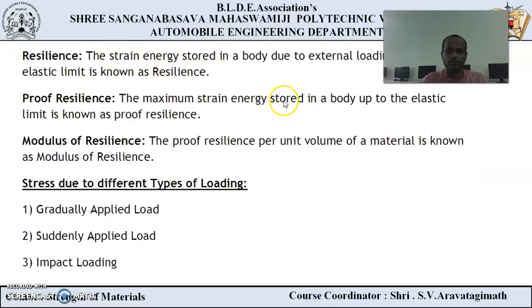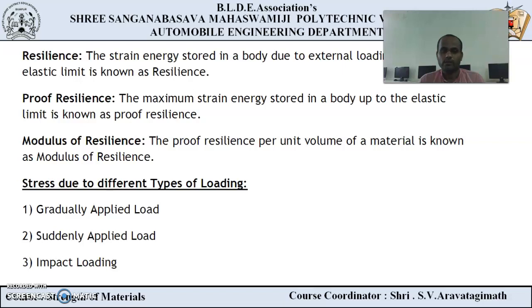Resilience means the strain energy stored in a body due to the external loading within the elastic limit. It means when a tensile load is applied on a bar, it gets stretched. When you remove the load, it again comes to the original position. It means the material doesn't get a permanent deformation. So that we call resilience.